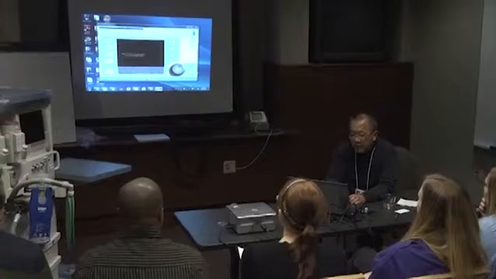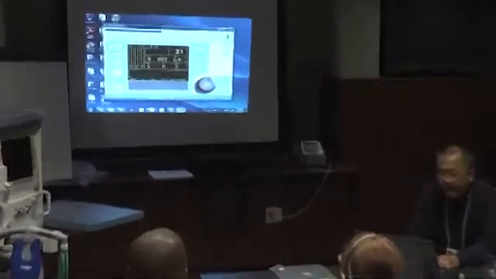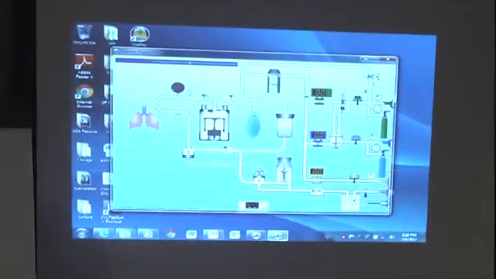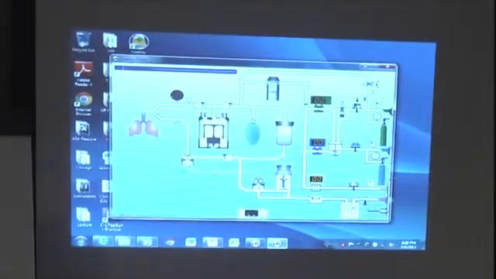So we're going to go with the piston ventilator now, and I'm going to set up the flows.